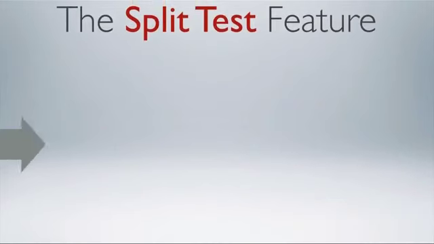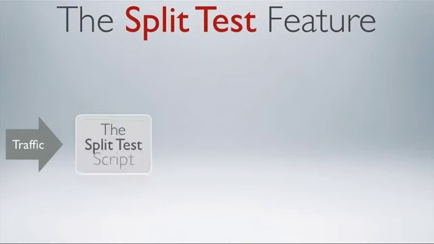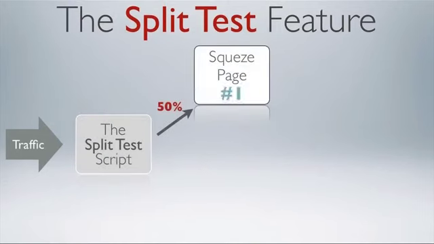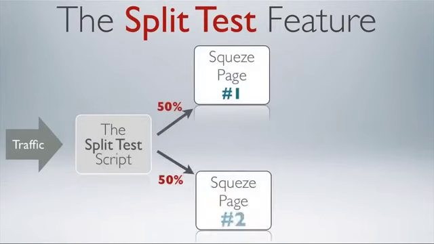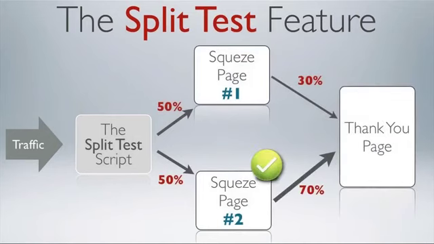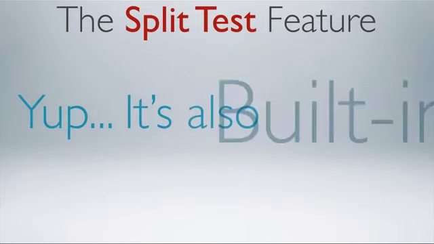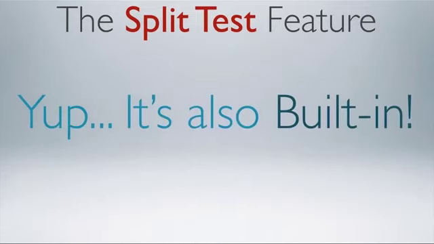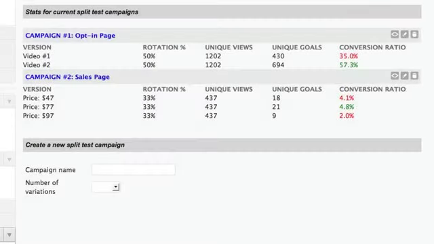The split test feature. Split testing your opt-in pages and sales pages is crucial to optimize your product launches and sales funnels. How will you know what converts and what doesn't if you don't split test the main elements in your site? Well, the Product Launch WordPress theme has a built-in split testing module, so you do not have to rely on any third-party trackers. Check this out.